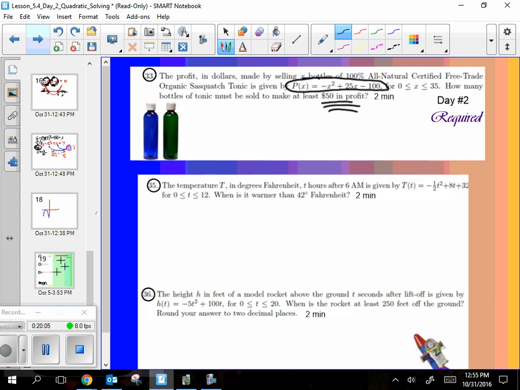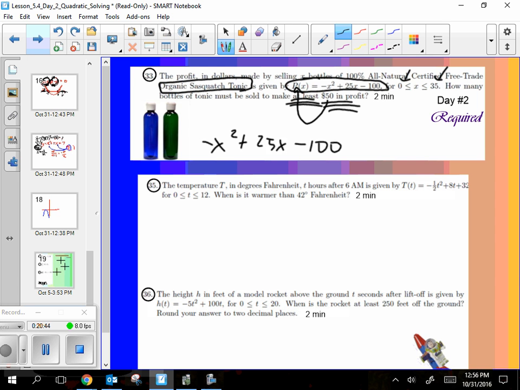And then you got to also factor in, I didn't notice this before, that it's between 0 and 35. That means x can only go up to 35. That's the biggest it can be. And maybe they've only got 35 bottles of the organic Sasquatch tonic. All right, so anyway, this profit obviously goes in there into P for profit, and then it's just solve an equation. And hopefully that looks kind of familiar. Oh, wait, it says at least. So negative x squared plus 25x minus 100 has to be at least 50. How do I write that?